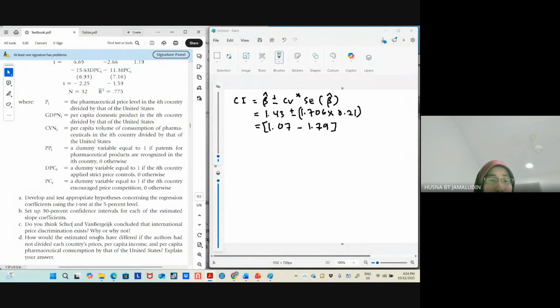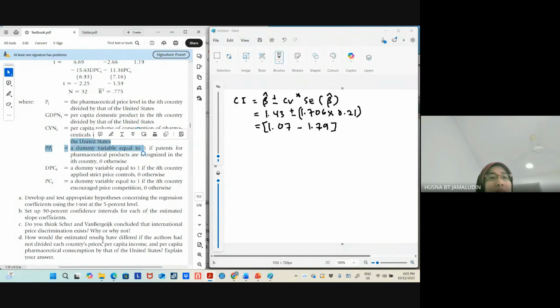How would the estimated result have differed if the author had not divided each country's price? Can you see that it is divided by the US? Everything is divided. So if you don't divide it, do you think that the result will be different? What do you think if you don't divide it? Is there any difference? What will be your answer if, let's say, you don't divide by the US?